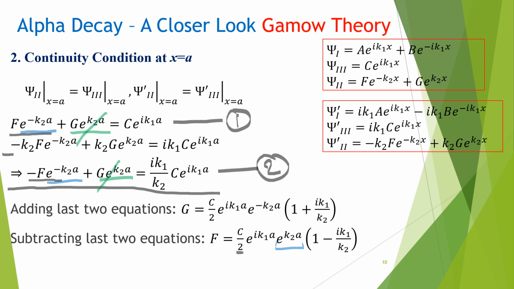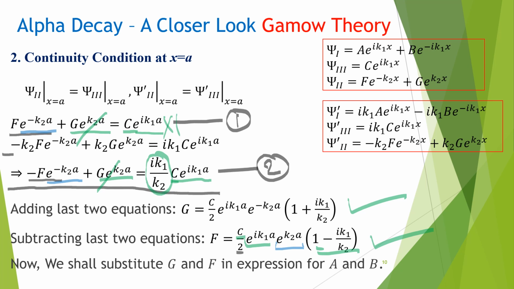Now c is common in both cases. e to the power i k1a, e to the power i k1a, this is common. So c e to the power i k1a. The remaining multiplier here was 1 appearing here, and the other multiplier was i k1 upon k2 appearing here. So this is how we have evaluated f and g. Now we shall substitute f and g in the expressions for a and b that we have already developed in the previous slide.